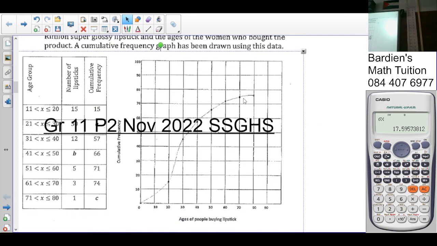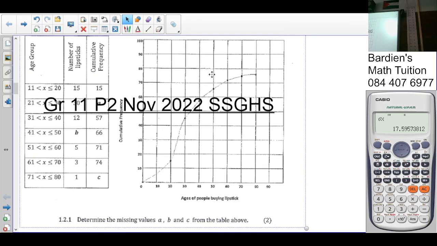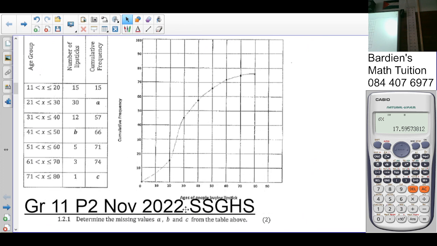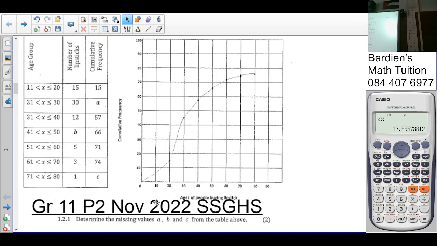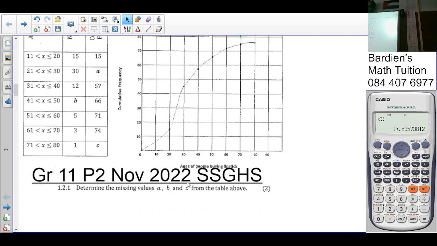So we are told here, this is the age groups of the people, the number of lipsticks, and the cumulative frequency. You see the people in their 70s also buying lipstick. I wonder for who is that. But anyway. Right, so we have the age groups, the number of lipsticks and the cumulative frequency. Then we are given the cumulative frequency polygon. This is also known as the ogive graph. Okay.